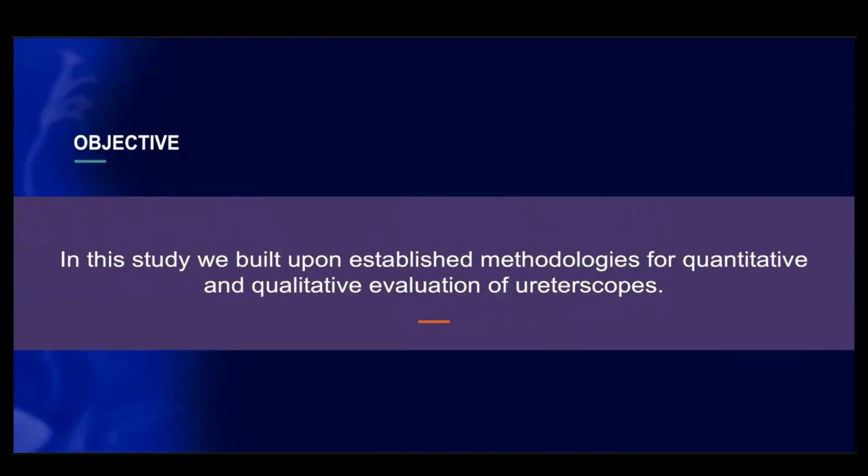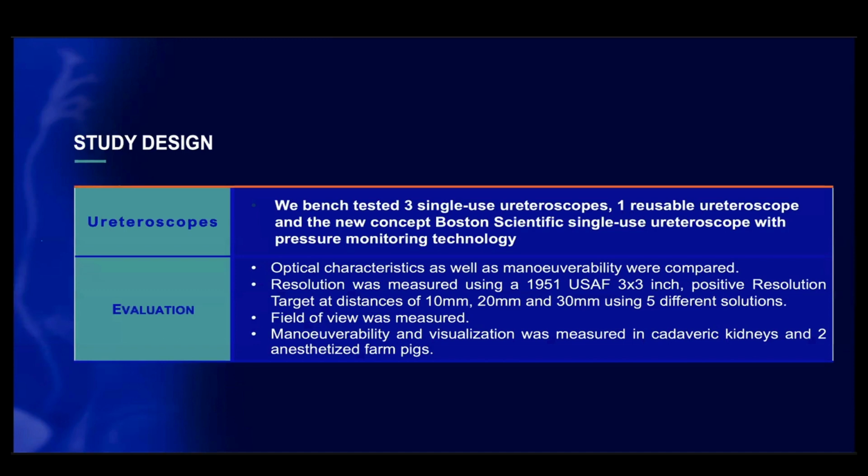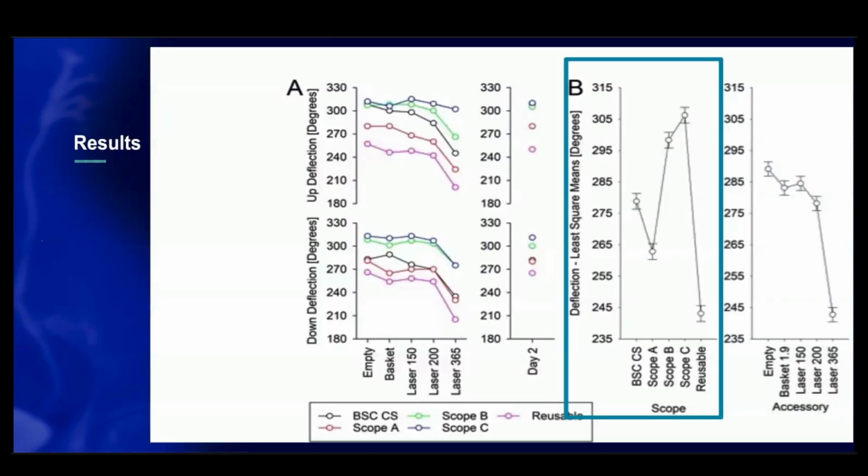So this study, which is basically finished and we just need to publish it, is basically to evaluate the new Boston Scientific LithoVue scope. It's called LithoVue Elite, compared to 3 other disposable scopes and 1 reusable scope. So we did the bench testing on pig models and cadaveric models at UBC. And we did a number of tests which are written there, but I will go through them now.